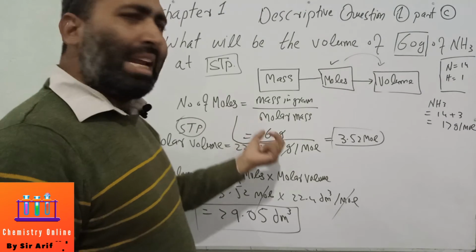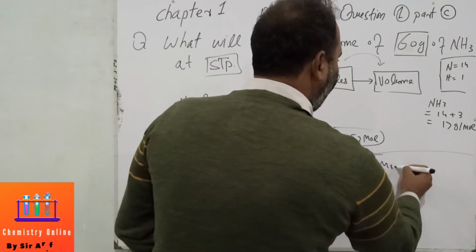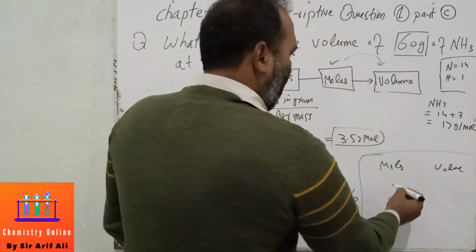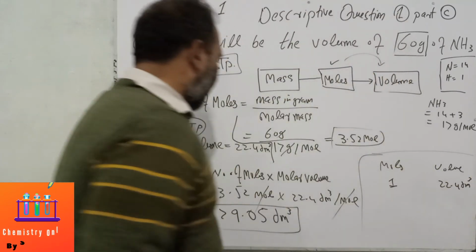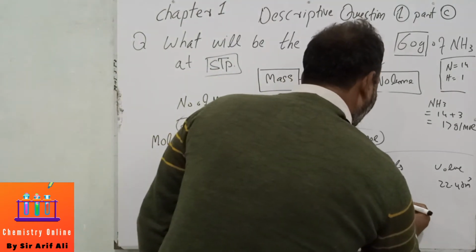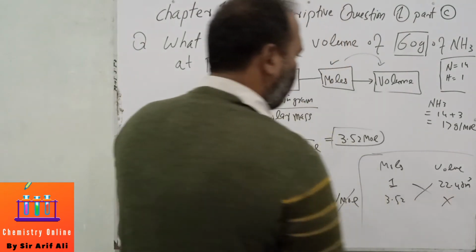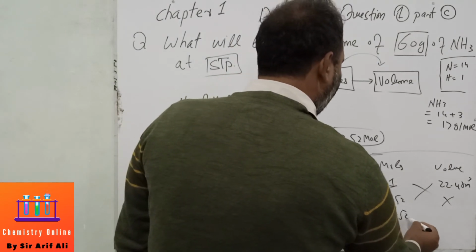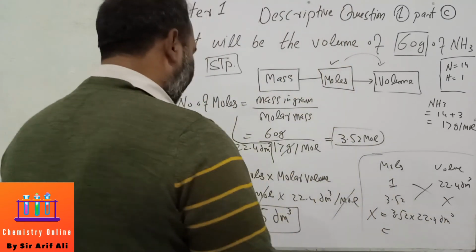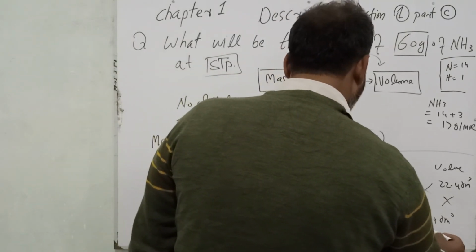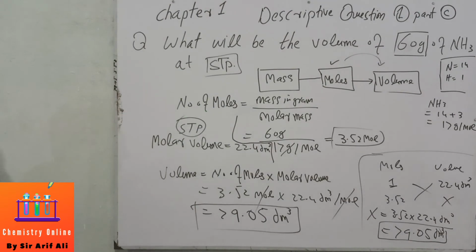We can also attempt this question in another simple way, and that is simple ratio. Here we will write moles and here we will write volume. 1 mole of any gas at STP will occupy 22.4 dm3. Now, I need to find the volume of 3.52 moles. What will be the volume? So it will be X. Now it's a simple ratio. You can solve this ratio. Cross multiply it. X will be equal to 3.52 multiplied by 22.4 dm3. After the calculation, the answer will be the same, 79.05 dm3. So this is the answer of this question.